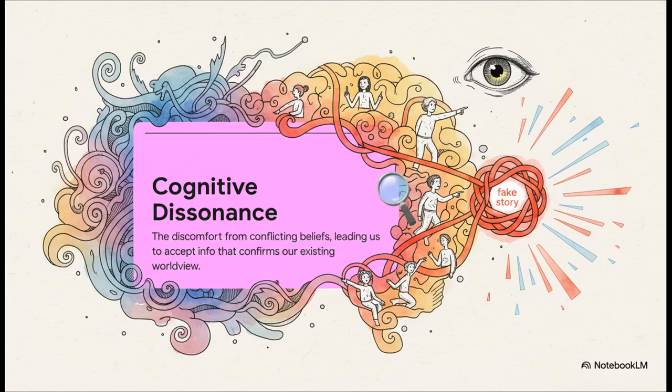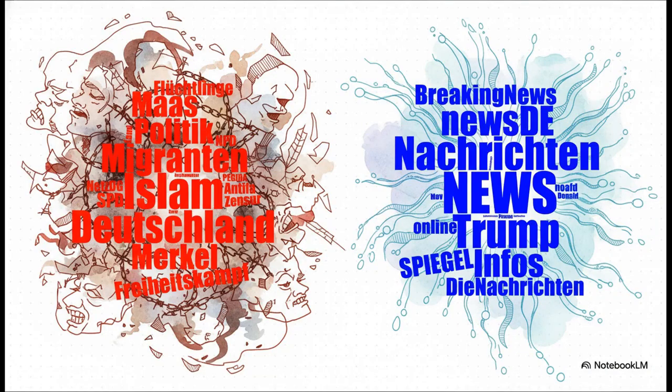The people in that red knot didn't lack information. They spread the fake story because it felt true. It just fit their worldview. And this just brilliantly illustrates those two different worldviews. The word cloud for the red, fake news group is laser focused on these supercharged terms like Islam, Merkel, and migrant.